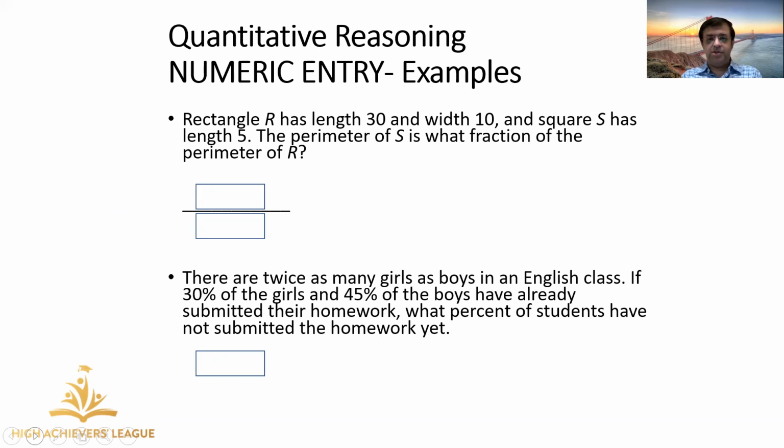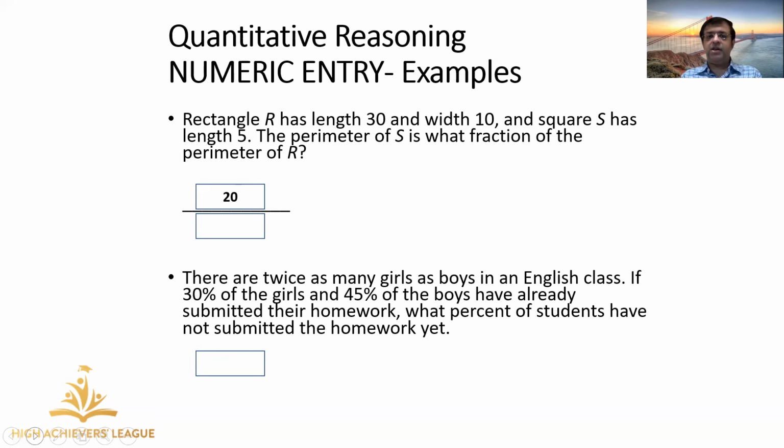So what is perimeter? Perimeter is the sum of all the boundaries of a figure. We know that all sides of a square are equal. So if one side of a square is 5, then what will be its perimeter? 5 multiplied by 4, which should give us what? 20. So we can type 20 in the numerator box. Then let's look at the rectangle.